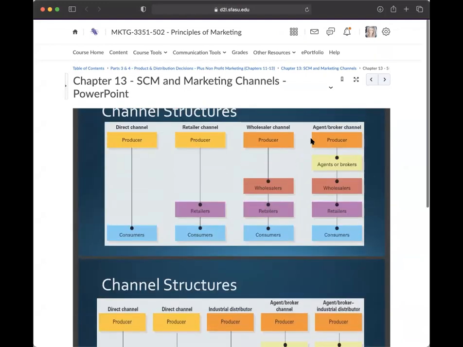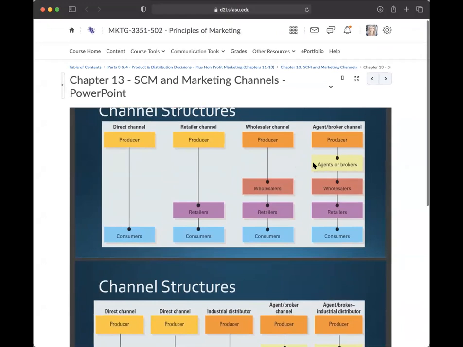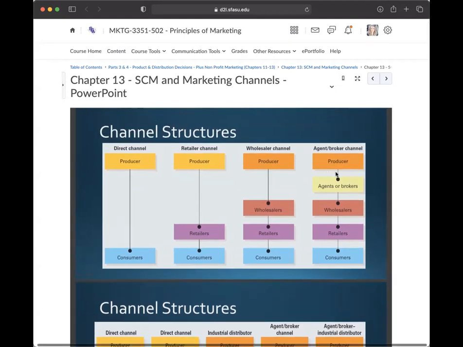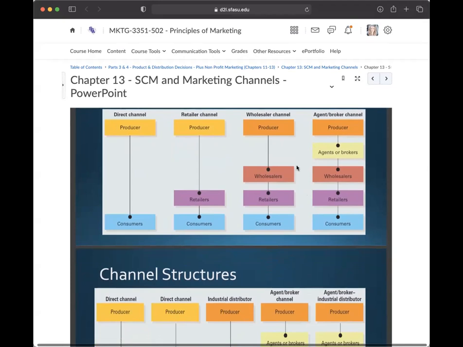So the most easy example I can give you when I say agent or broker, I think real estate agent or real estate broker. They're here to come to the producer, let's say a home builder. Then you have an agent or broker that's selling an item to a customer. So you wouldn't necessarily have a wholesaler or a retailer, but there would be somebody there facilitating the sale. This can happen in lots of different industries. They're not always called agents or brokers, but there are people, an actual human being that's there helping facilitate the ability to buy a product.